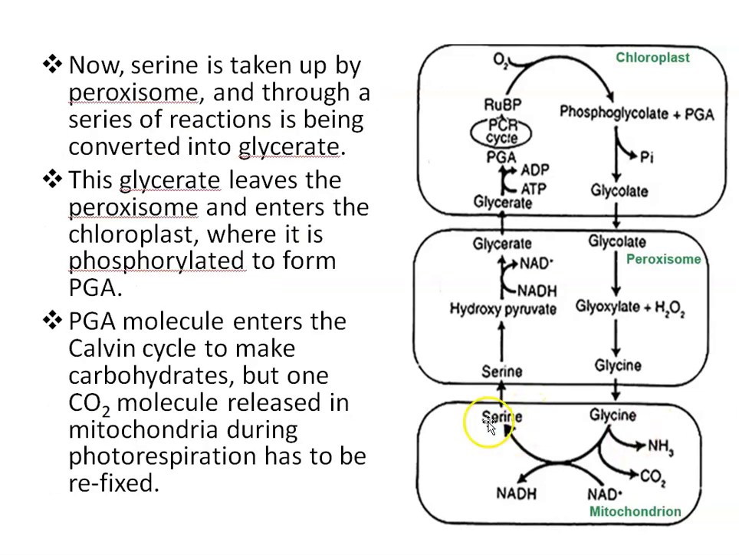Now this serine is taken up by the peroxisome and through a series of reactions is converted into glycerate. This is glycerate. This glycerate now leaves the peroxisome and enters the chloroplast, where it is phosphorylated to form PGA. The PGA molecule enters the Calvin cycle to make carbohydrates, but the one carbon dioxide molecule released here in the mitochondria during photorespiration has to be refixed.